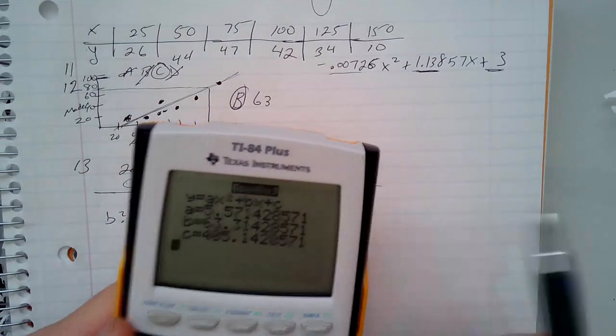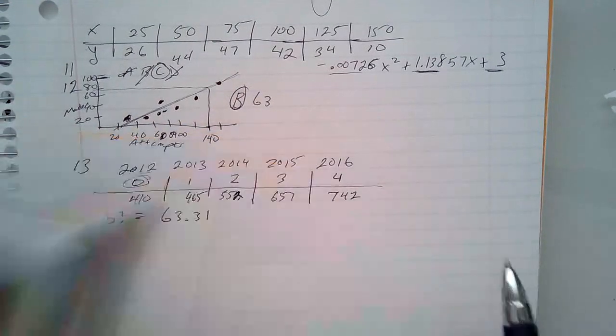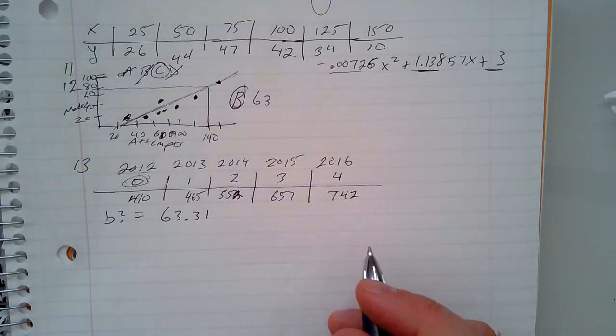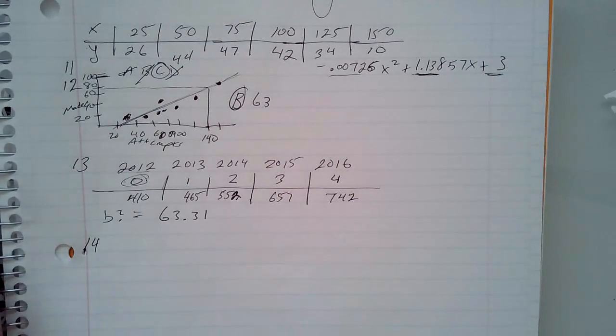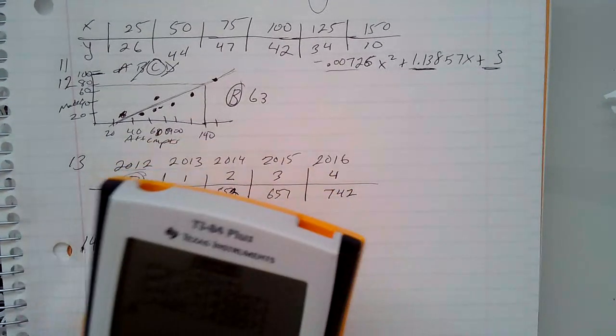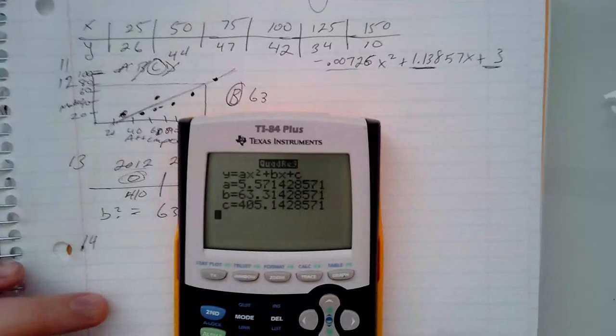63.31. We don't round up because it's a 4. All right. Number 14. Force is starting to go. Number 14, after drinking a can of cola, the amount of caffeine in milligrams in a person's body after x hours of drinking is given. Find an exponential function that can determine the amount of caffeine after x hours. So it tells us it's exponential. So we just want the exponential function.